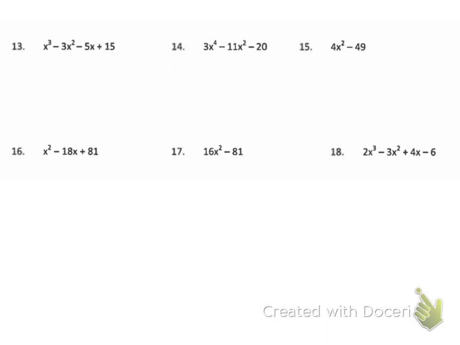Number 13, 4 terms from the start. So we're going to factor by grouping from the start. Group, group, group, group. GCF of the first group is x squared. Leaves me with x minus 3. GCF of that second group is negative 5. Leaves me with x minus 3. So my answer is x minus 3 times x squared minus 5.